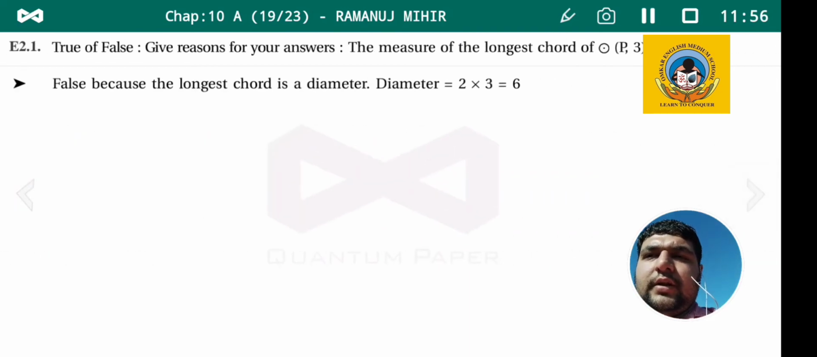Now true or false? The measure of the longest chord of a circle of center P and radius 3 will be 6, because the radius will be multiplied by 2. It will give the diameter, and the diameter is the longest chord, so it is equal to 6.